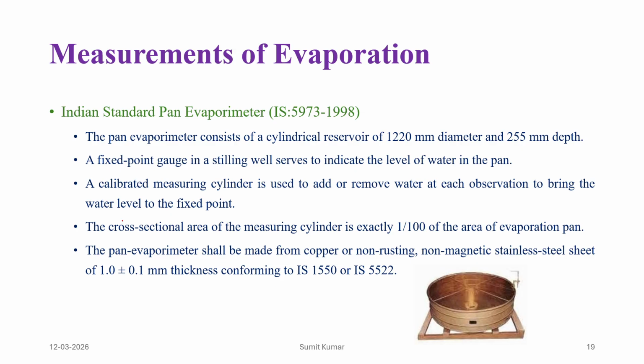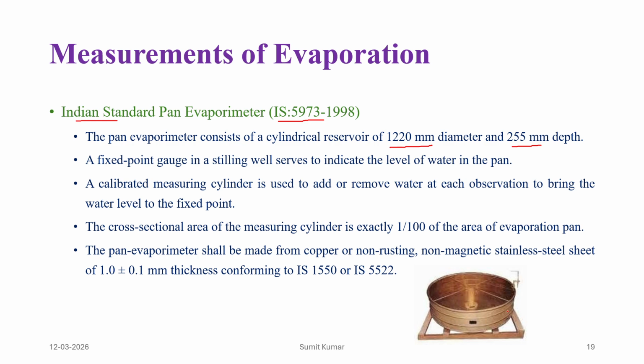In India, the Indian Standard Pan Evaporatometer as per Indian Standard 5973 is used. This is a cylindrical reservoir or pan of diameter 1220 mm and depth 255 mm. It is very similar in size to the US Class A pan, but with some Indian specific design features. Water is maintained at a fixed level using a fixed point gauge mounted in a stilling well.